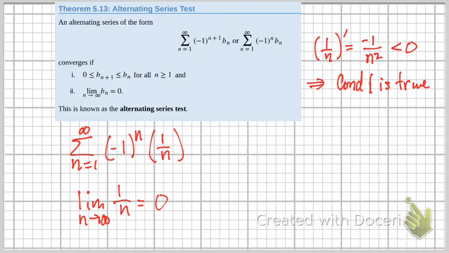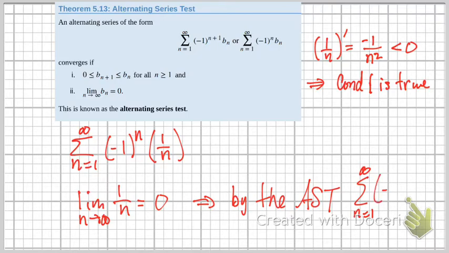Now because condition 1 is true, and the limit of 1 over n as n goes to infinity is 0, I can say this implies by the alternating series test that the series from n equals 1 to infinity of negative 1 to the n times 1 over n converges. Done. There's that problem there. So now we're going to try one more.